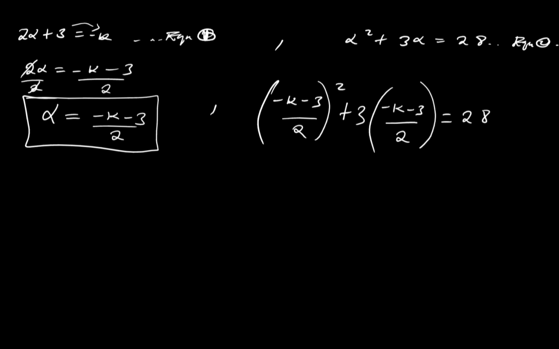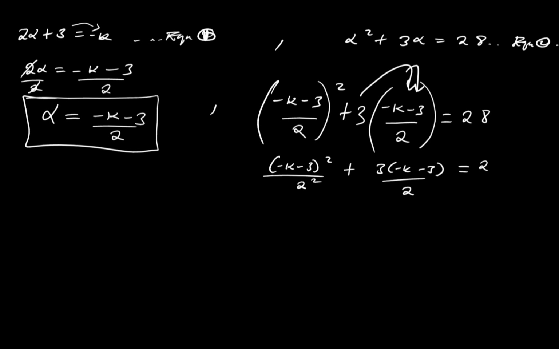Now I have to expand this because I'm having that 2. The 2 is going to do a leg on this question. So we're just going to take the 2 to minus k minus 3, that makes it squared over 2 squared. Then 3 can multiply each element here. I'll say plus 3 times minus k minus 3 over 2 being equal to 28.